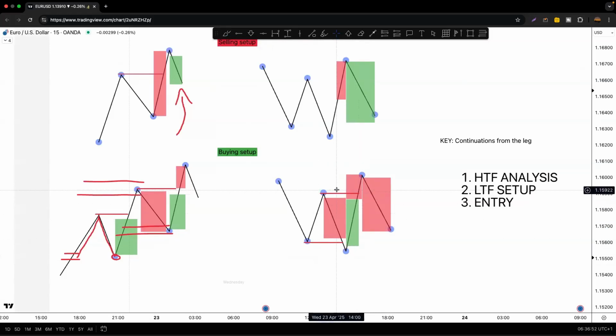Again, same scenario. If price comes into the breakout, these are low probability trades after the breakout or just before the breakout or on the breakout. So you don't want to look to trade those at all.